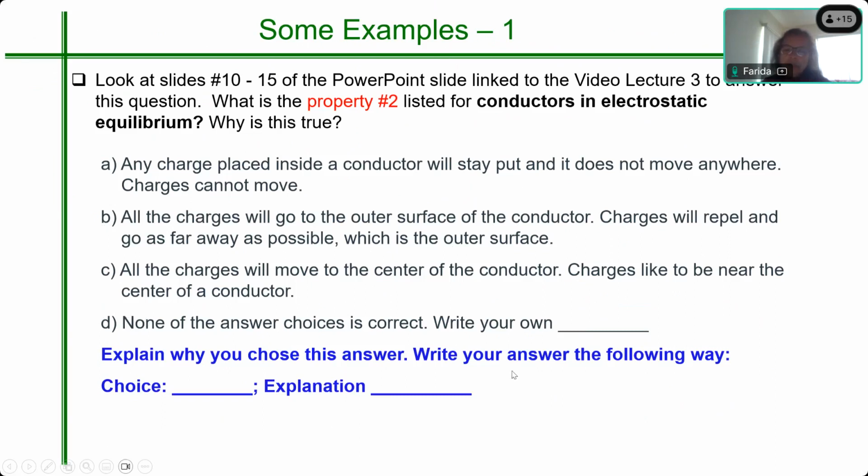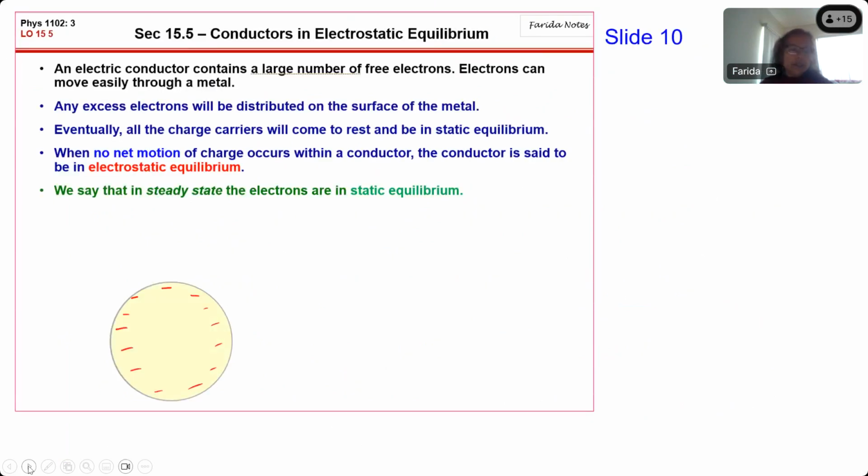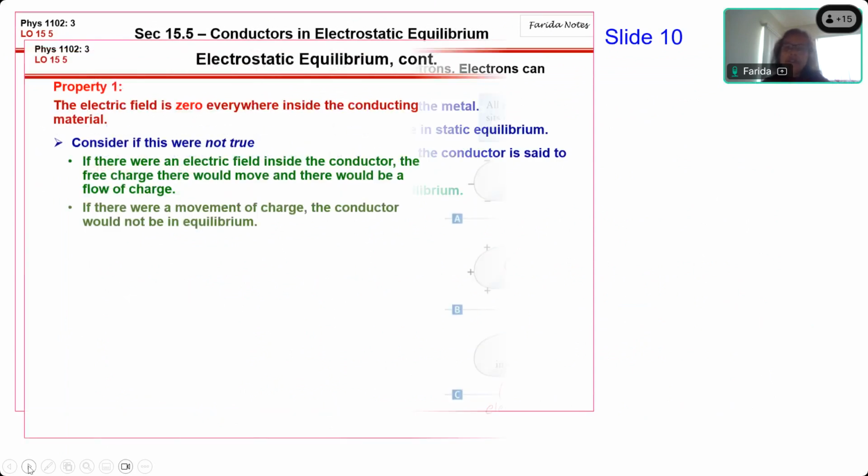And so let me show you the slides that the students see. All right. So these are the slides. I told them to go from slide number 10 to slide number 15. So this is slide number 10. The topic is about electrostatic equilibrium. Charges will go to the surface.